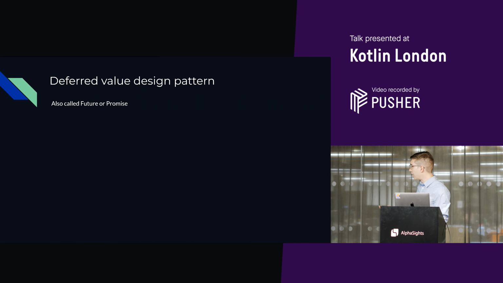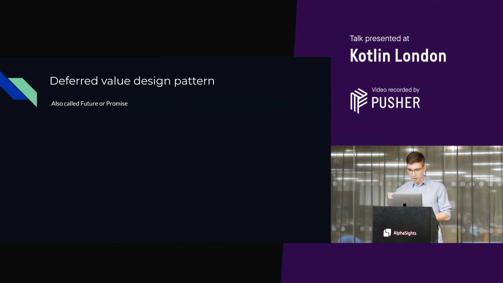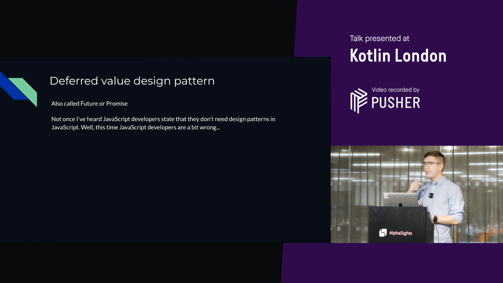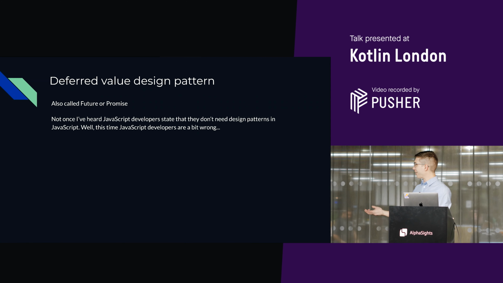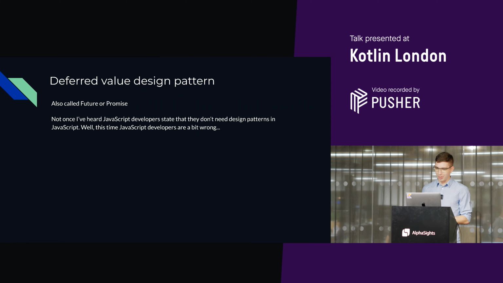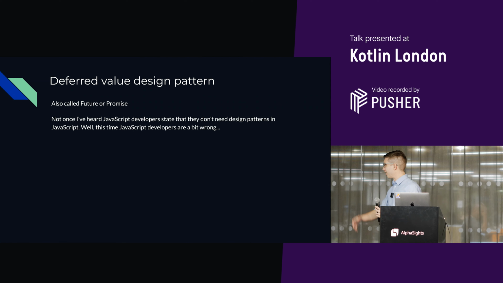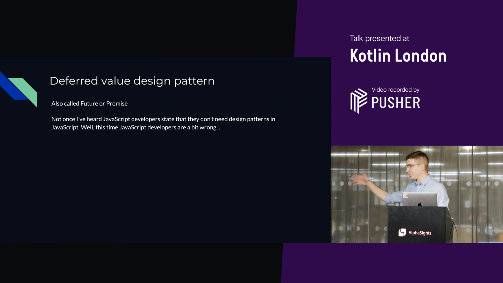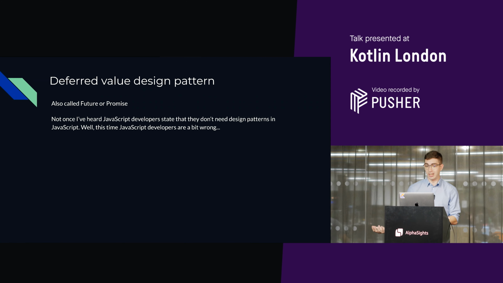And in other languages, it's also called future or promise. They all implement the same design pattern, deferred value. And any JavaScript developers in the room? Not once have I heard from JavaScript developers that design patterns are obsolete, only Java developers need them, and there are no design patterns in JavaScript, and we're doing fine. So there are design patterns in JavaScript, and we're using them every day. Maybe in some cases we just don't know that they are design patterns.